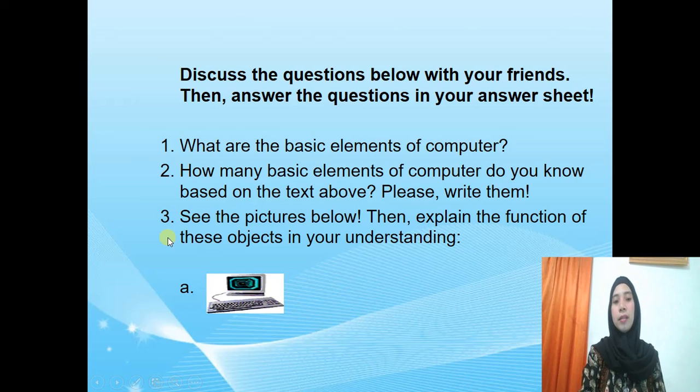Question number 3. See the pictures below. Then explain the function of these objects in your understanding. A. Based on this object in your understanding, please explain the function. You may choose the element monitor, it's okay, or you may choose the element keyboard, it's okay.